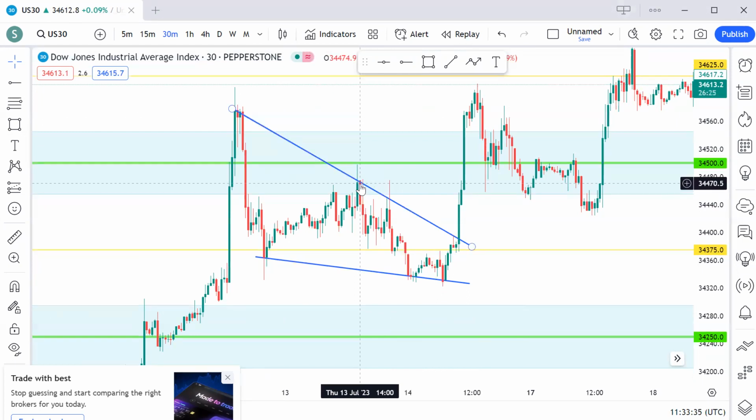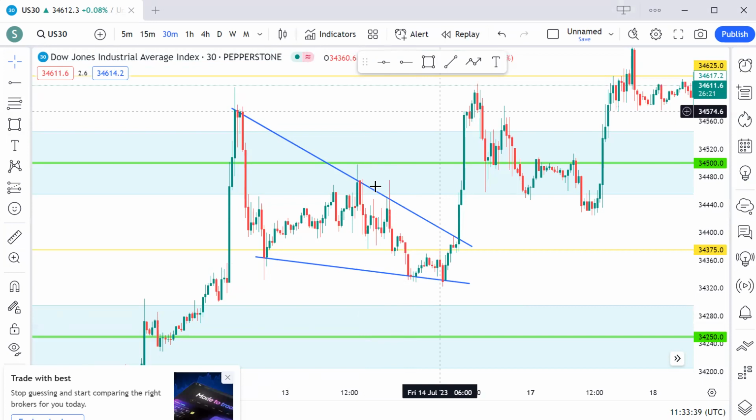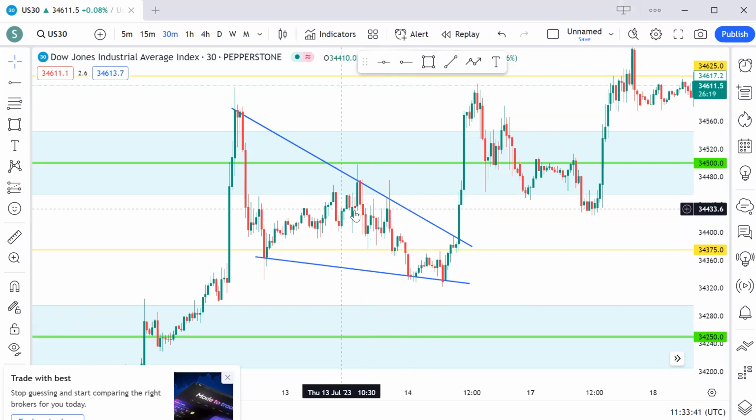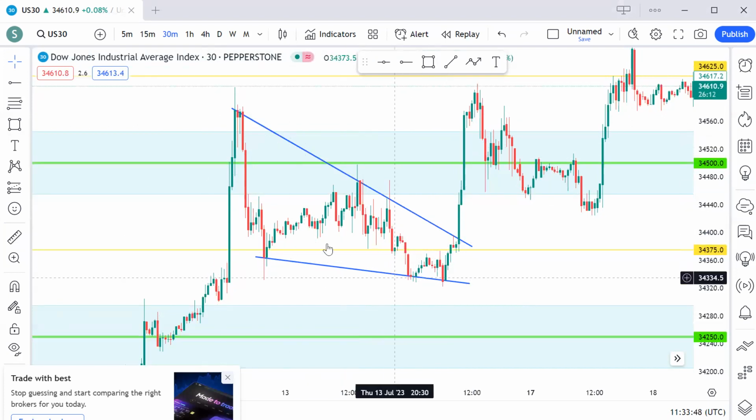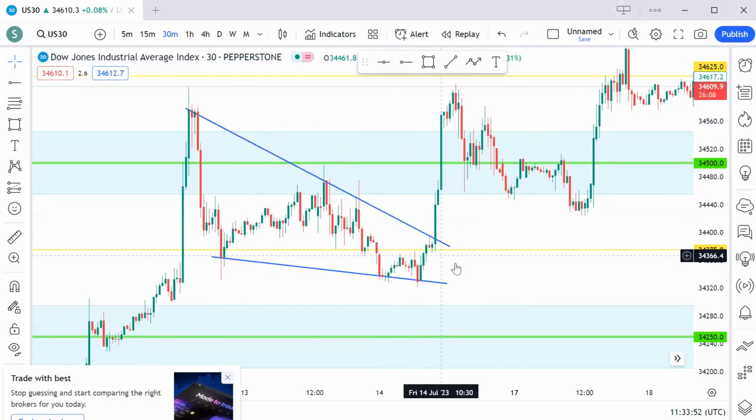So you never sell at the resistance trend line to take profit at the support trend line. We always want to be trading in the pattern's overall direction. So this is a bullish pattern. We can only buy in a bullish pattern. We never sell.